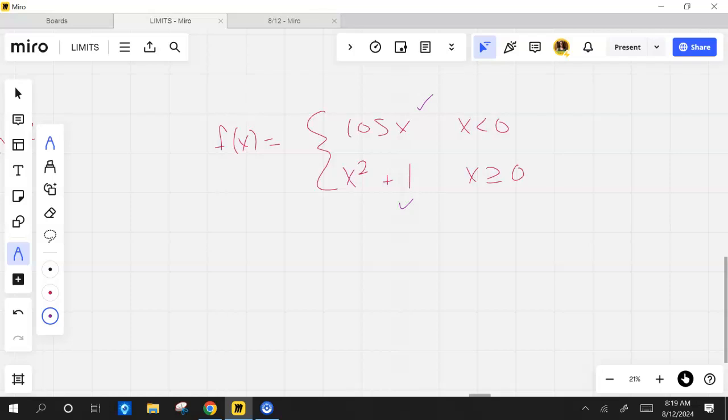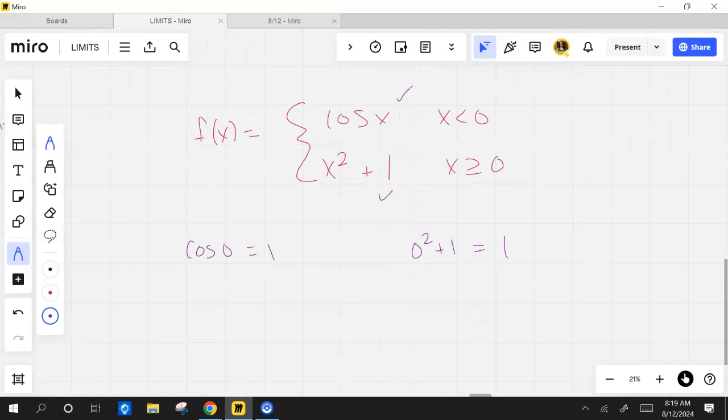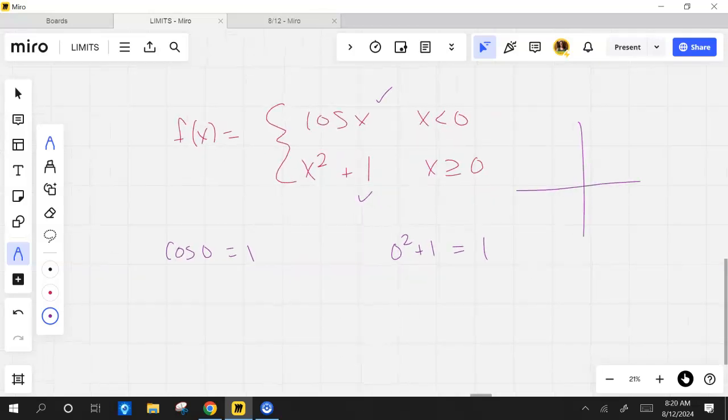Right? If you get the same thing, what's the cosine of 0? 1. What is 0 squared plus 1? Continuous. They must share the same point. Now, if you didn't understand that and couldn't draw that conclusion, if you graph them, cosine of 0 is 1. That's an open dot. It's coming off like this. And then this is a parabola, but this point is included and it's going up. Is it continuous? Yes.